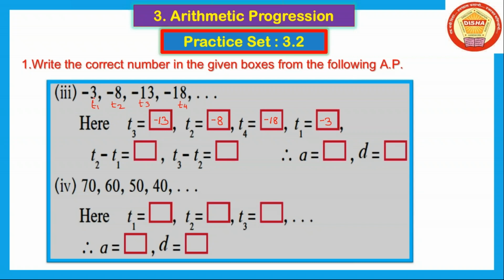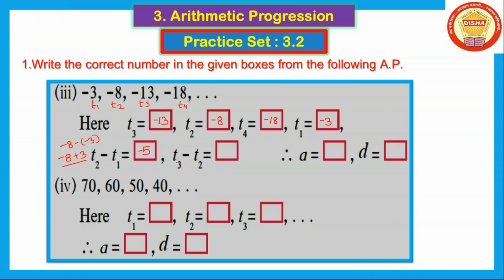Negative 8 minus negative 3. How do we write this? See here, negative 8 minus negative 3. Minus minus becomes plus, which means negative 8 plus 3. Both have different signs, so here we do subtraction. That subtraction is 5, and the sign of the bigger number is negative, so it is negative 5.